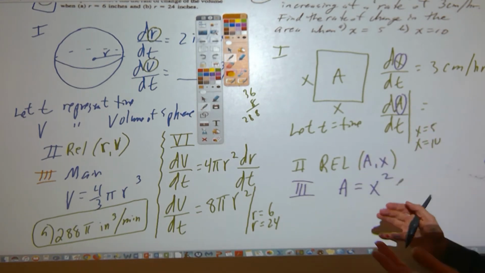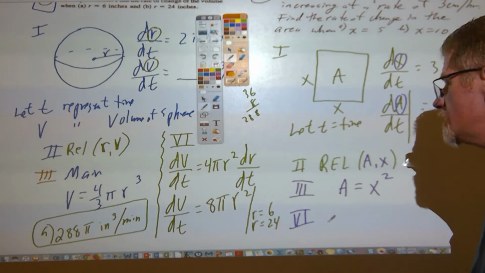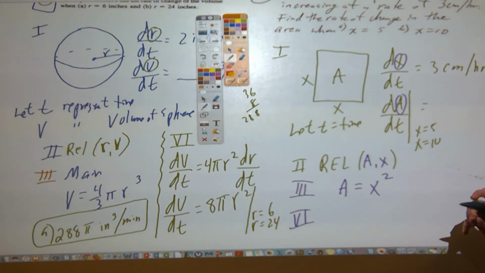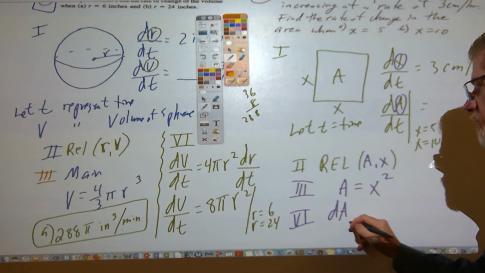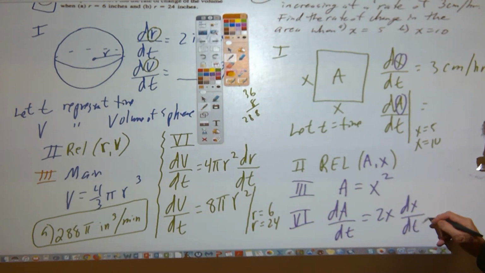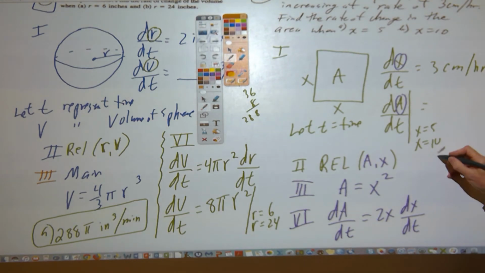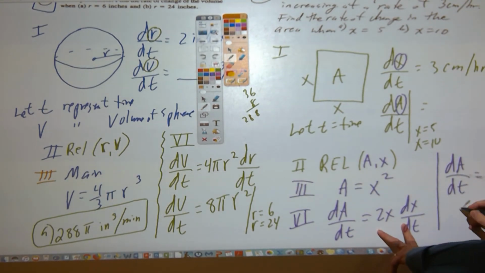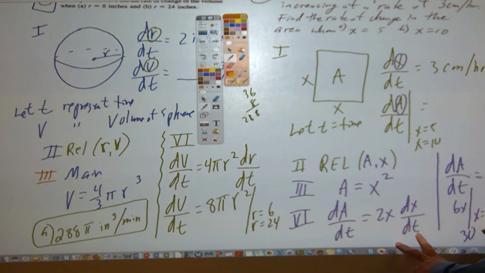Once you have that, then you differentiate with respect to t. Go ahead and take the derivative with respect to t so we can answer the question. dx/dt is given as 3. So the formula for finding dA/dt is going to be 6x. So 6x evaluated when x equals 5 is going to be 30 centimeters squared per hour. Area is measured in centimeters squared.